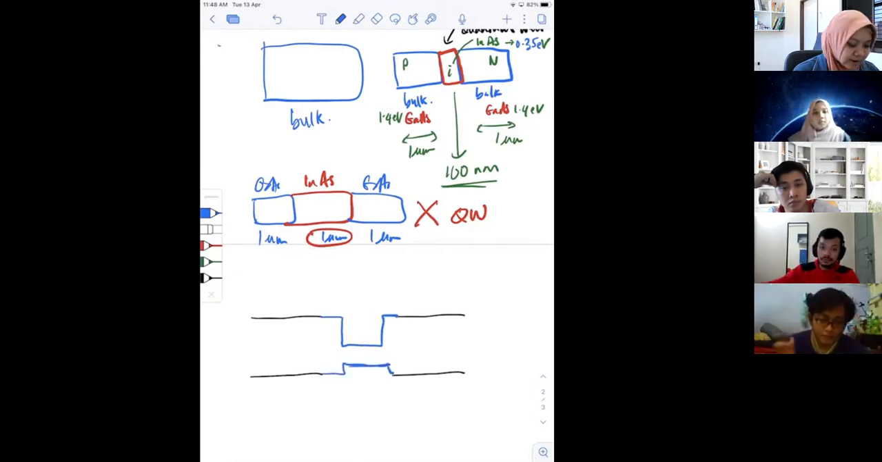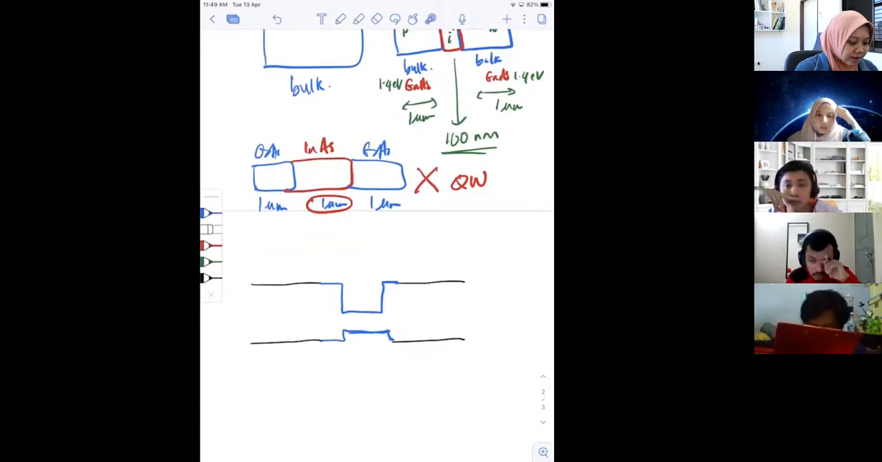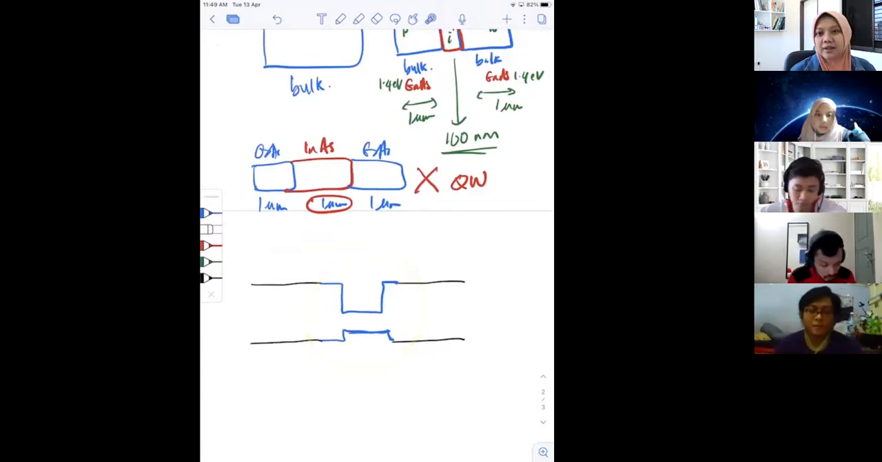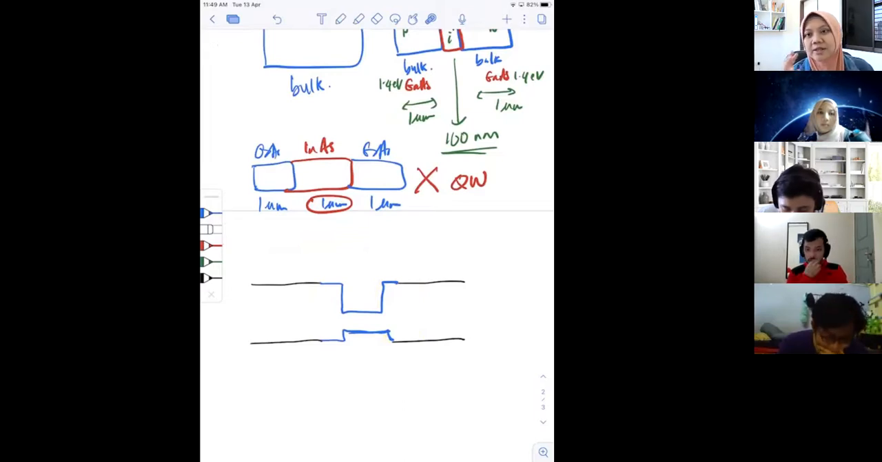Normally the depth of the conduction band and valence band is not the same. Normally the valence band is shallow, usually shallower than the conduction band, which is deeper. The confinement of the carriers. Okay, so it is like that.